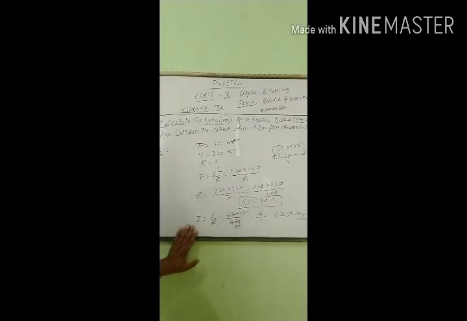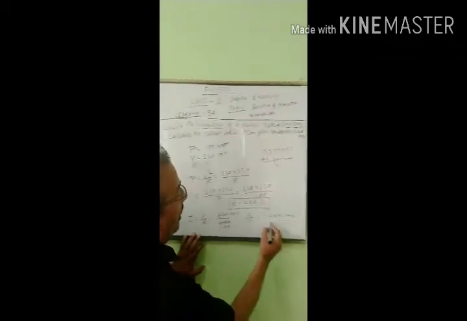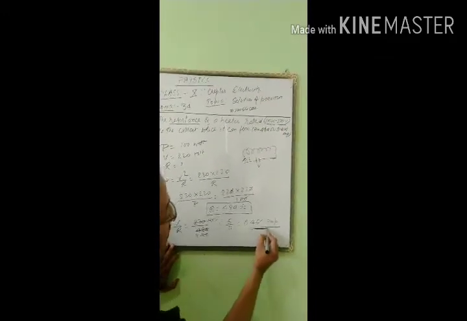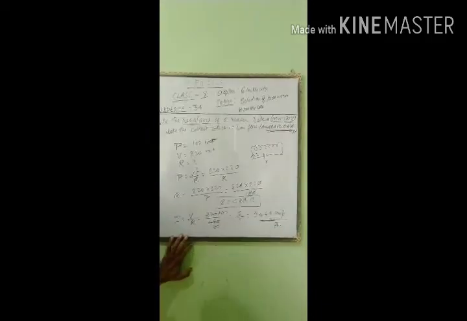And as you know, by Ohm's law, V equals IR, that means I equals V by R, and therefore 0.454 ampere is your answer. This was the answer which was written here.